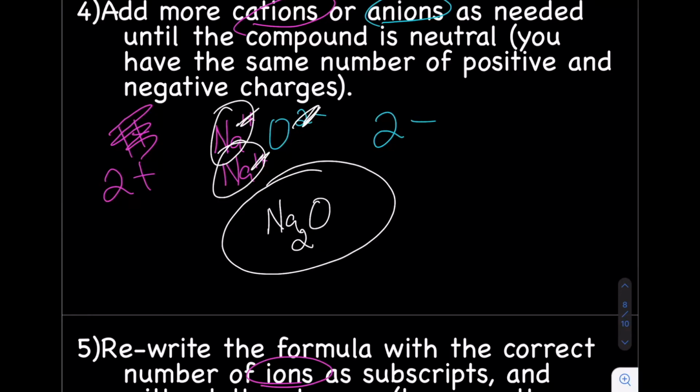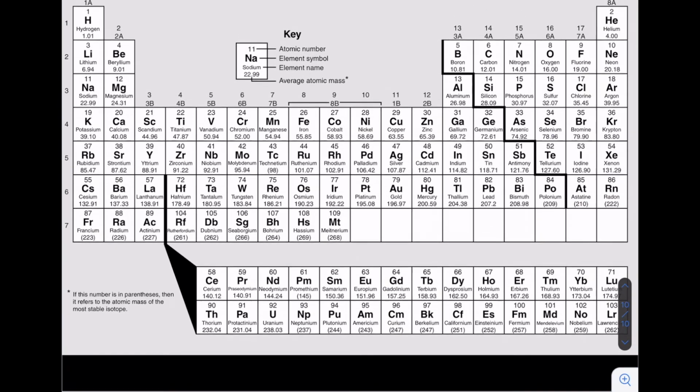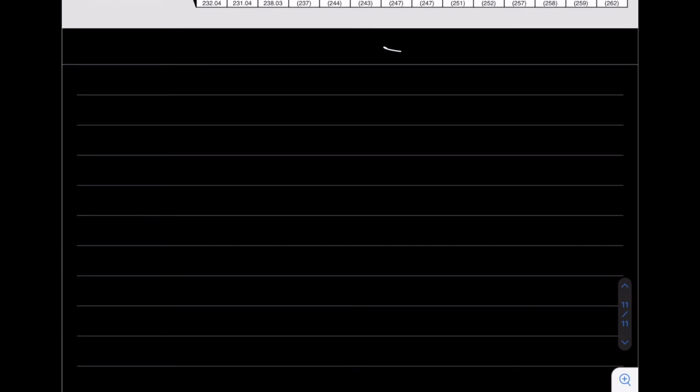What I'd like to do, and I'd like you to do, is let's try a few more. If you feel comfortable, once I give you the practice problem, hit pause and see if you can do it correctly. All right, so let's get a little more space here. How about let's do calcium and sulfur. All right, so step 1 is figure out the charge on our metal, which is calcium.